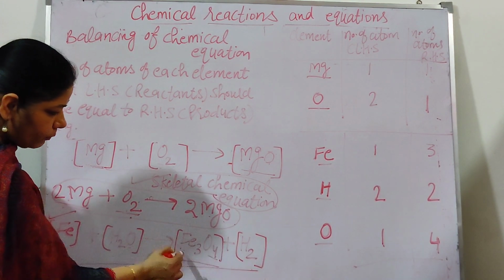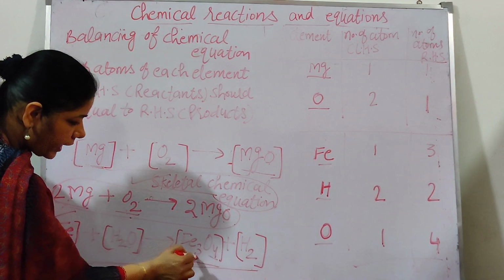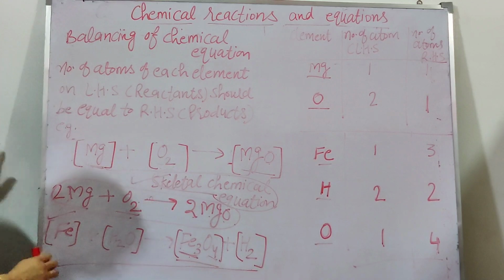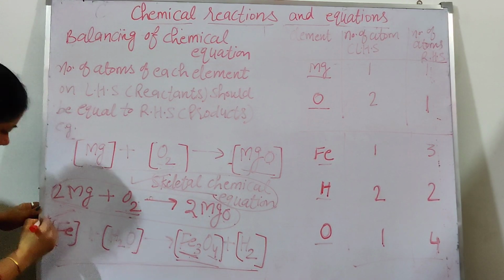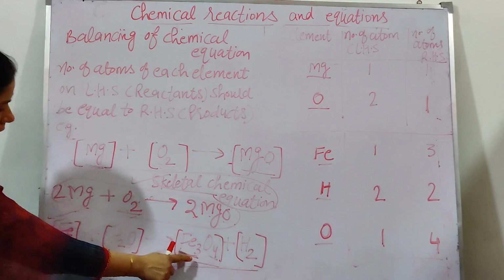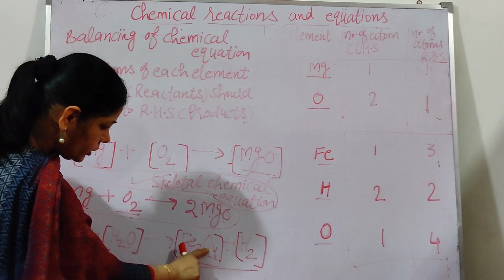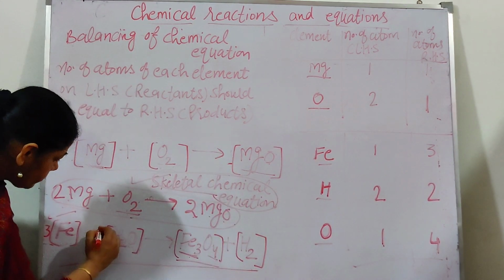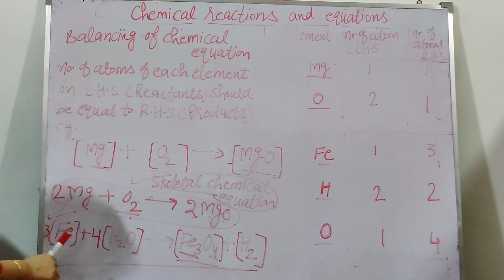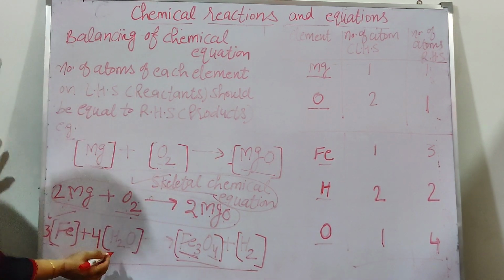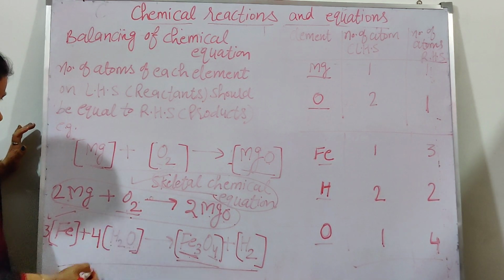First, Fe3O4. Look at this formula, Fe3O4. Here the number of atoms of iron is 3. To balance it, I'll put 3 Fe here. Now iron is balanced. Now oxygen is 4. What to do to balance oxygen? I'll put 4. This 4 is with both hydrogen as well as with oxygen. Now oxygen is also balanced.